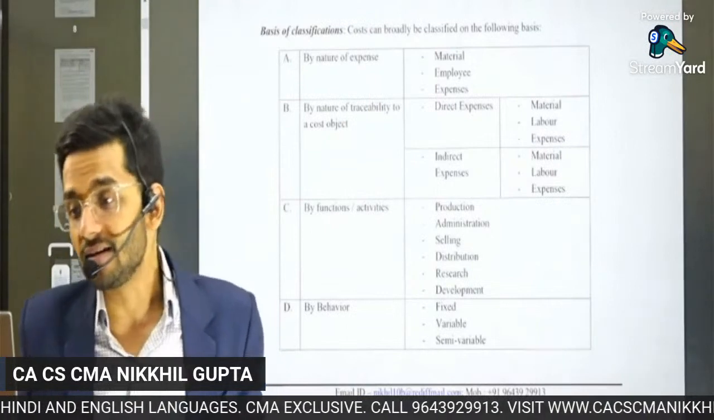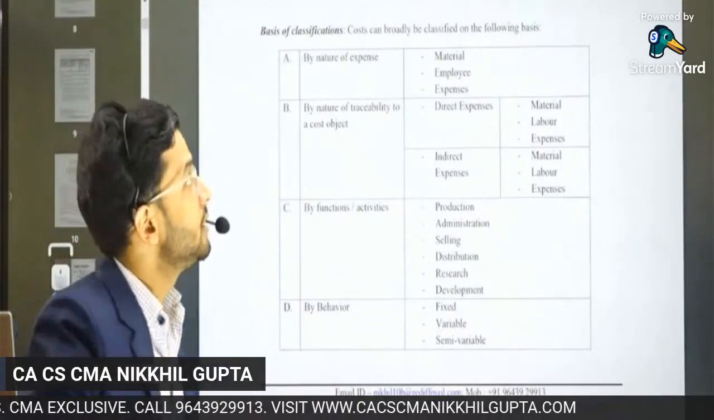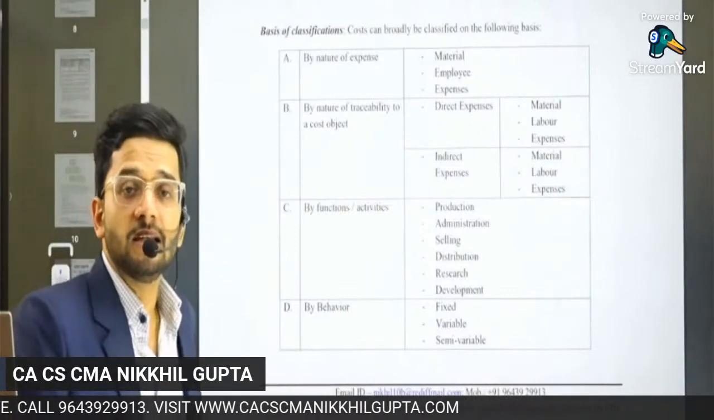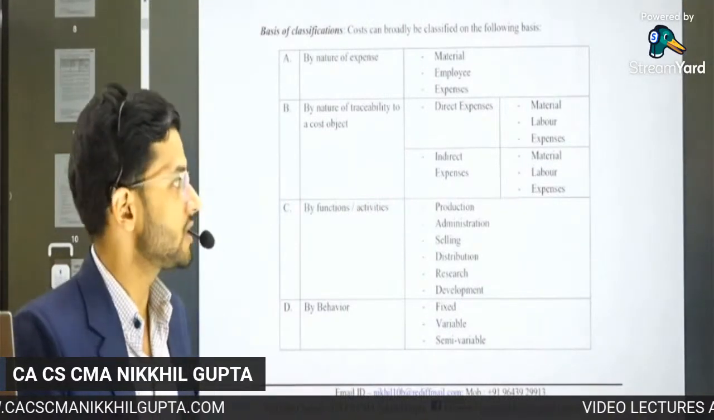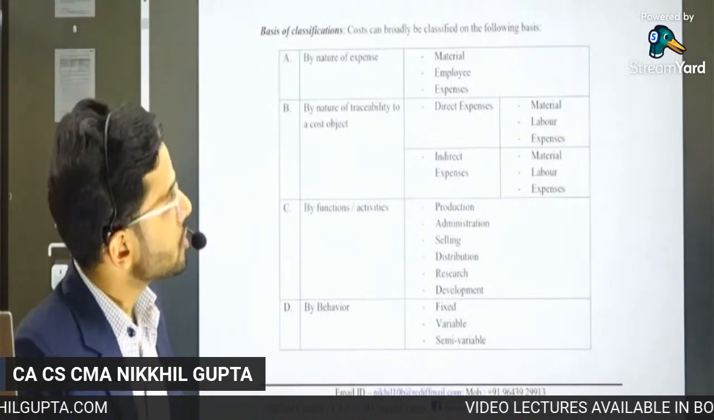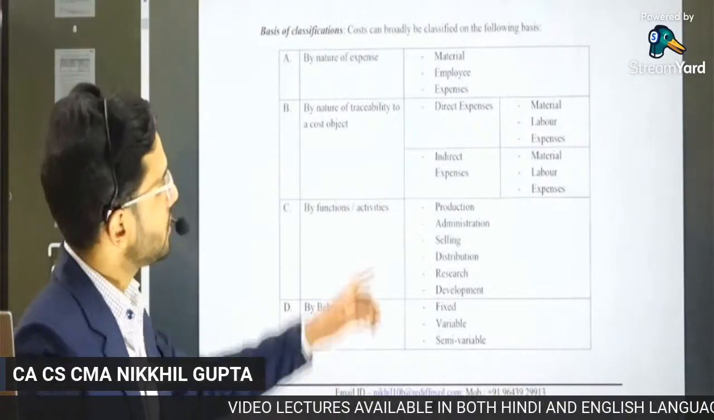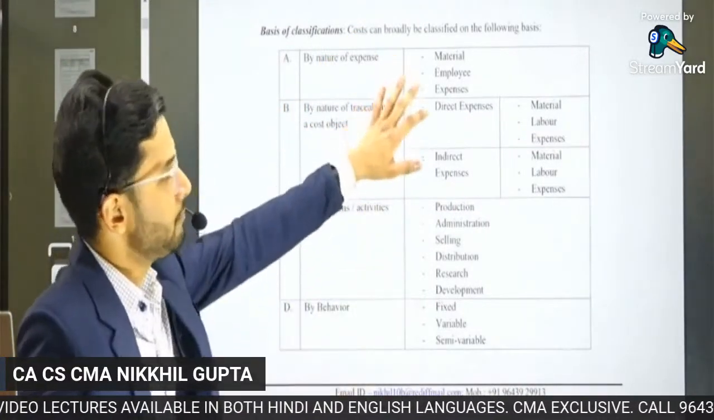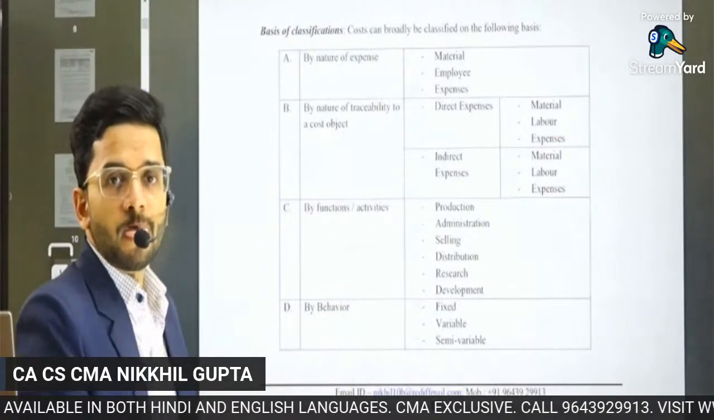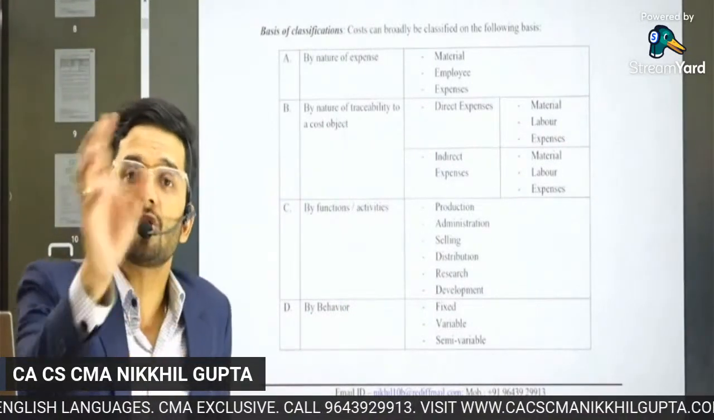So cost accounting standards has given you the basis on which you can actually classify your cost. Your cost can be classified according to these bases which are given by cost accounting standards. So cost can broadly be classified on the following basis. Nature of expense. What is the nature of your expense? That is the first way in which cost can be classified. Material, employee, and overheads are the ways in which the cost can be classified. So nature of expense is one way in which your cost can be classified.